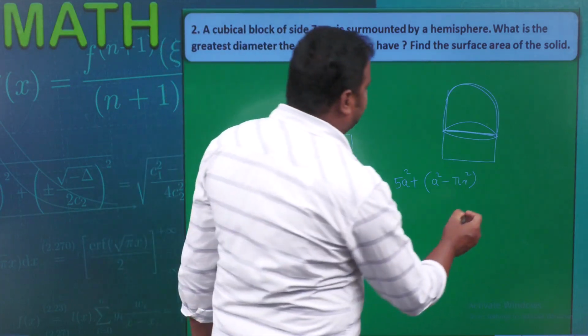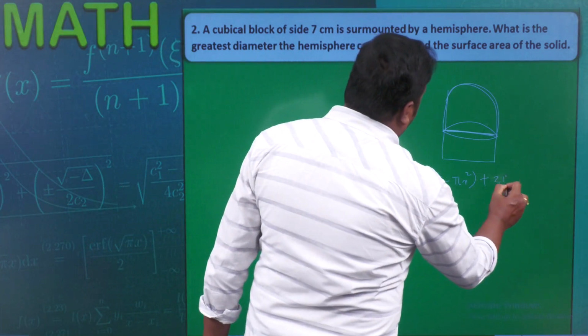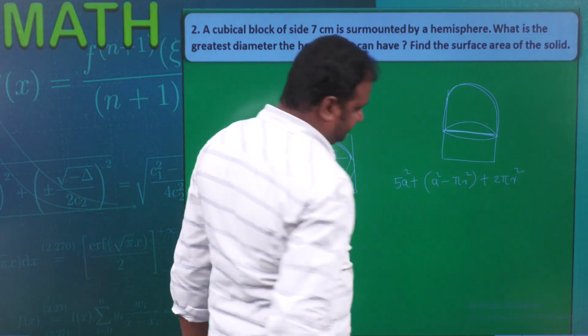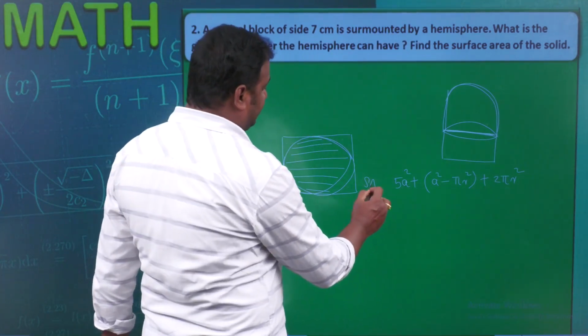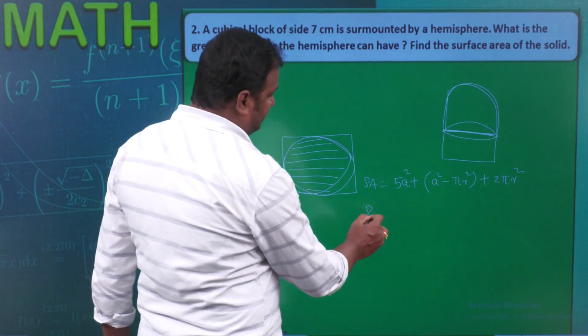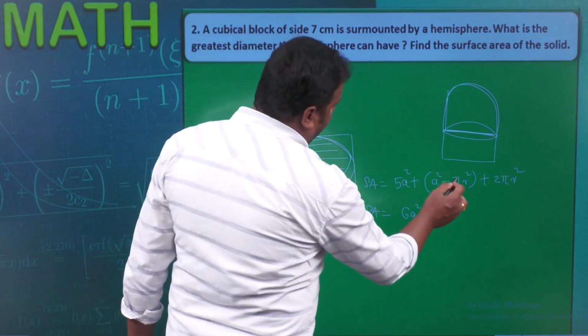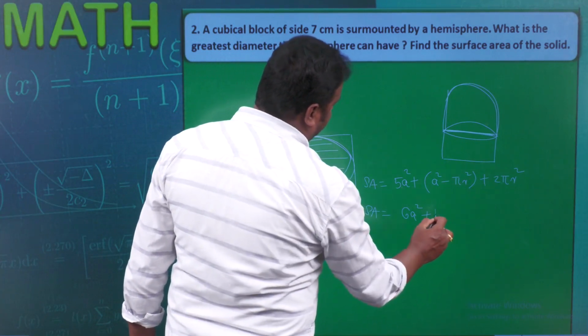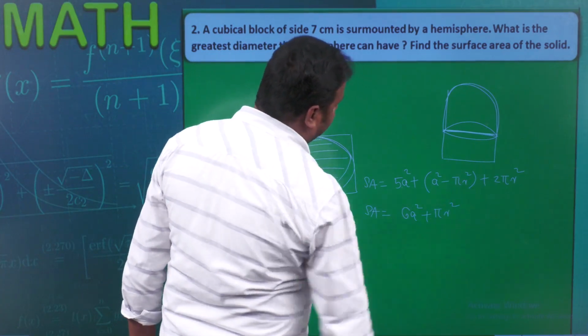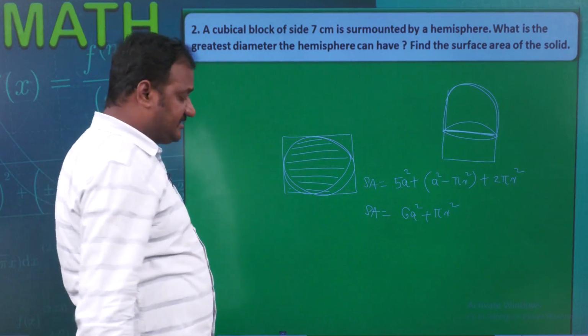So what is the curved surface area of the hemisphere? That is 2 pi r square. This is the surface area that you can see. And when you simplify this, 5a square plus a square is equal to 6a square, minus pi r square plus 2 pi r square, which is equal to pi r square. This is the area that you can see here.